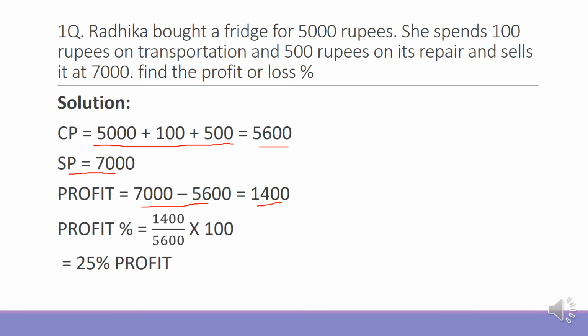Here she got profit. Then the profit percentage is equal to profit by cost price into 100, that is 1400 by 5600 into 100, that is equal to 25%, which is profit.